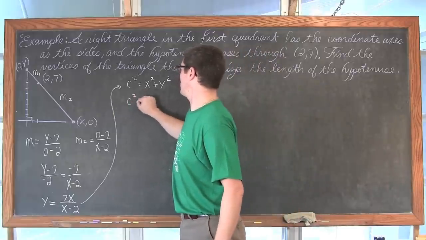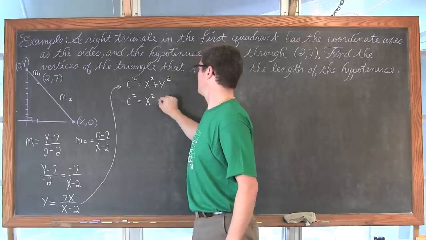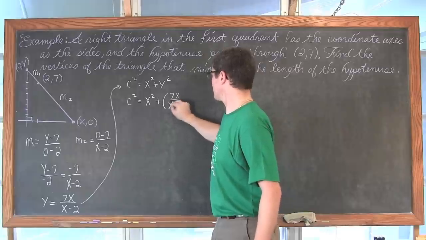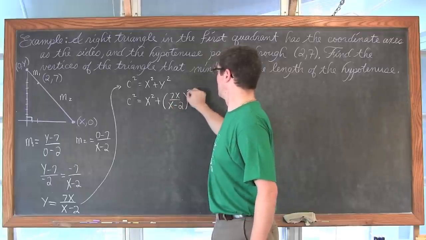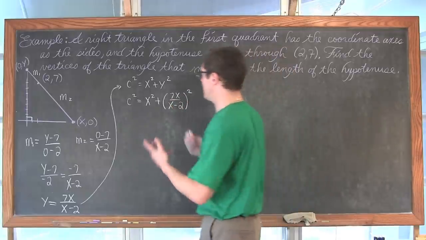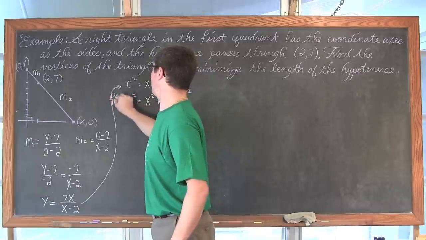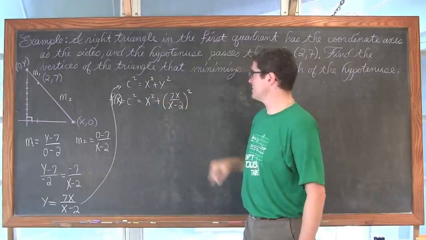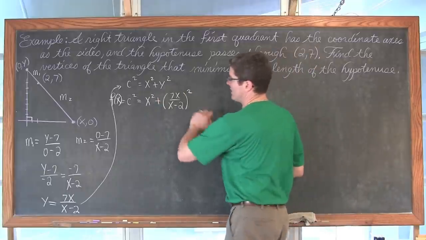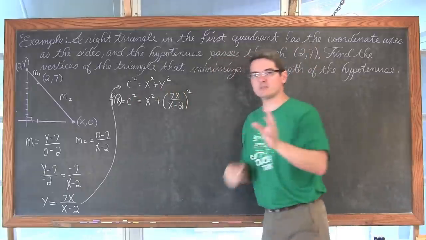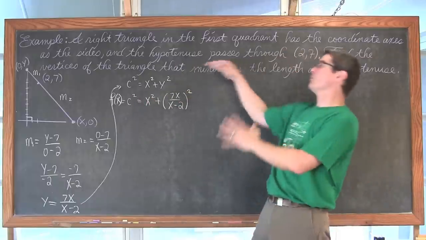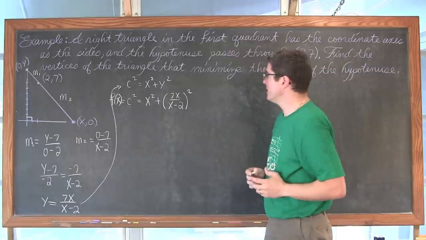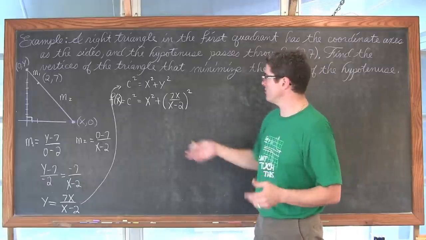So we have c squared is equal to x squared plus 7x over x minus 2 squared. And we're going to go ahead and let this f of x equal c squared, which is equal to x squared plus basically y squared, or Pythagorean theorem. And again, like I said, I'm not bringing in that c equals the square root of, just to simplify my algebra, because if I minimize the inside of the radical, I minimize the distance, so we'll just focus on this.